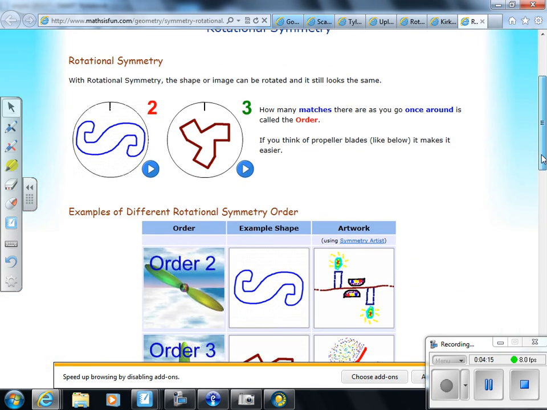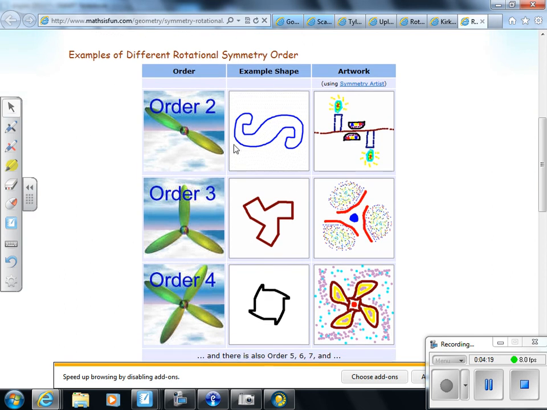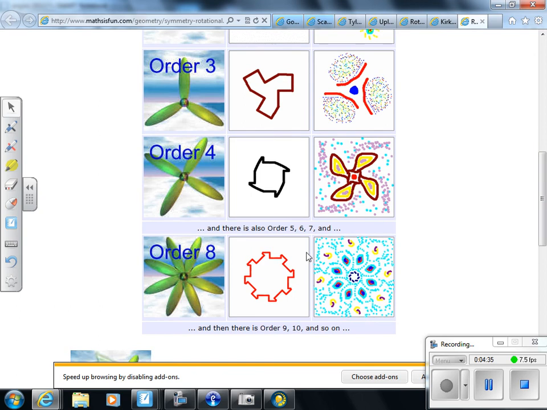Well, here's an example then of some orders. So rotational symmetry is based on the orders, and that's kind of like how many, I call them fingers, or like you have a star. And this one, these are fans. How many blades do you have? An order of 3 has 3 blades. An order of 4 has 4 blades. This is an order of 8. Could you have an order of 5 and 6 and so forth? Yes, you sure could.